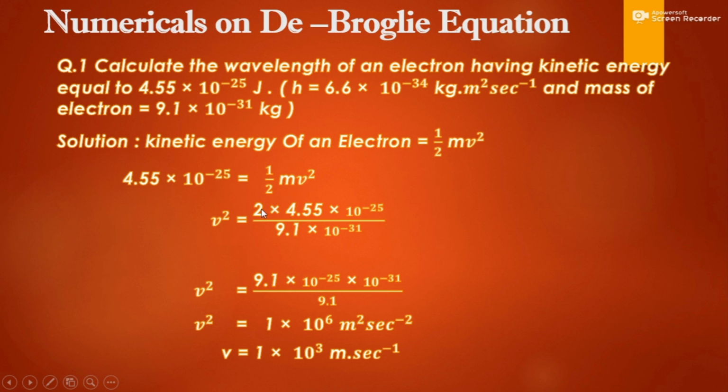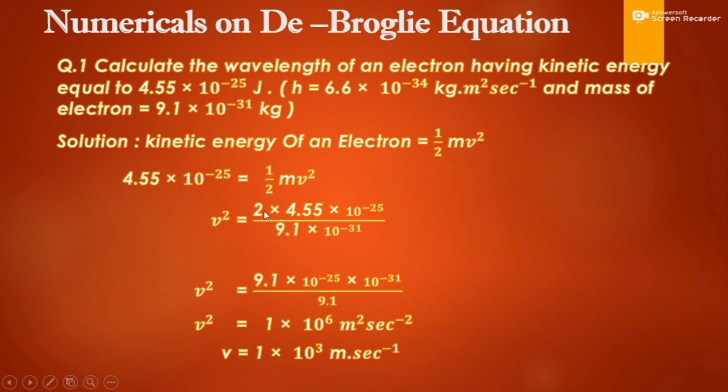We have to calculate firstly velocity. Then v square is equal to, this 2 goes to left hand side so it will be in the numerator, and this m goes to the denominator of the left hand side. So finally v square is equal to 2 into 4.55 into 10 raised to minus 25 upon mass of electron, which is given in the question as 9.1 into 10 raised to minus 31 kilogram. So we put here m is equal to 9.1 into 10 raised to minus 31.